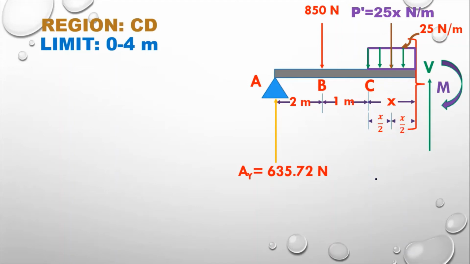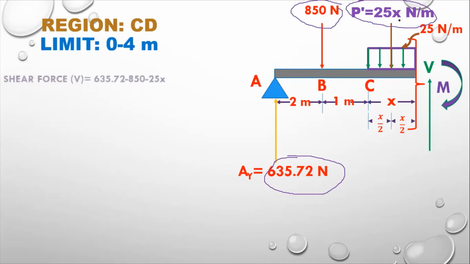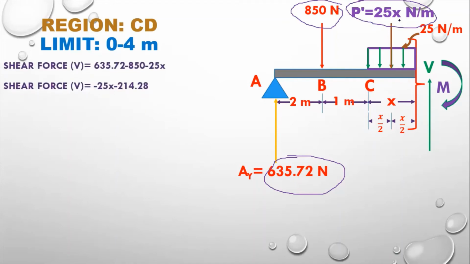Now I have to make the equation for the shear force. For the shear force, upward is positive and downward is negative. So the equation will become 635.72 minus 850 minus 25x. You can see this is for the shear force. Now when I simplify it, it will become minus 214.28 minus 25x. Please be careful: this is not a multiply sign, this is x. Keep it in mind.